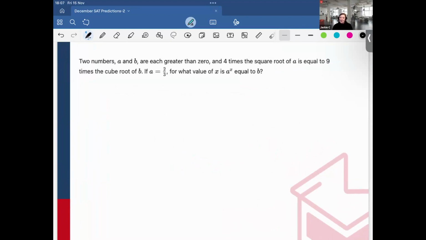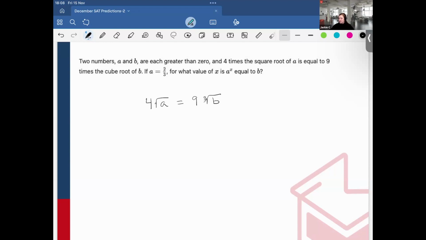So let's see. This one here, circling back to exponents: two numbers, a and b, are each greater than 0, and 4 times the square root of a is equal to 9 times the cube root of b. So first, let's translate the English into math. So here it would be 4 times the square root of a is equal to 9 times the cube root of b.